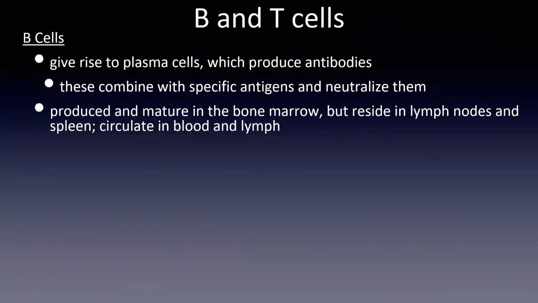B cells are produced in the bone marrow, and they mature in the bone marrow as well. So that's B for bone marrow. But eventually, after they've matured in the bone marrow, they will migrate elsewhere in the body to your lymph nodes, as well as your spleen, and they'll also circulate in your blood and your lymph as well. So they'll be everywhere.